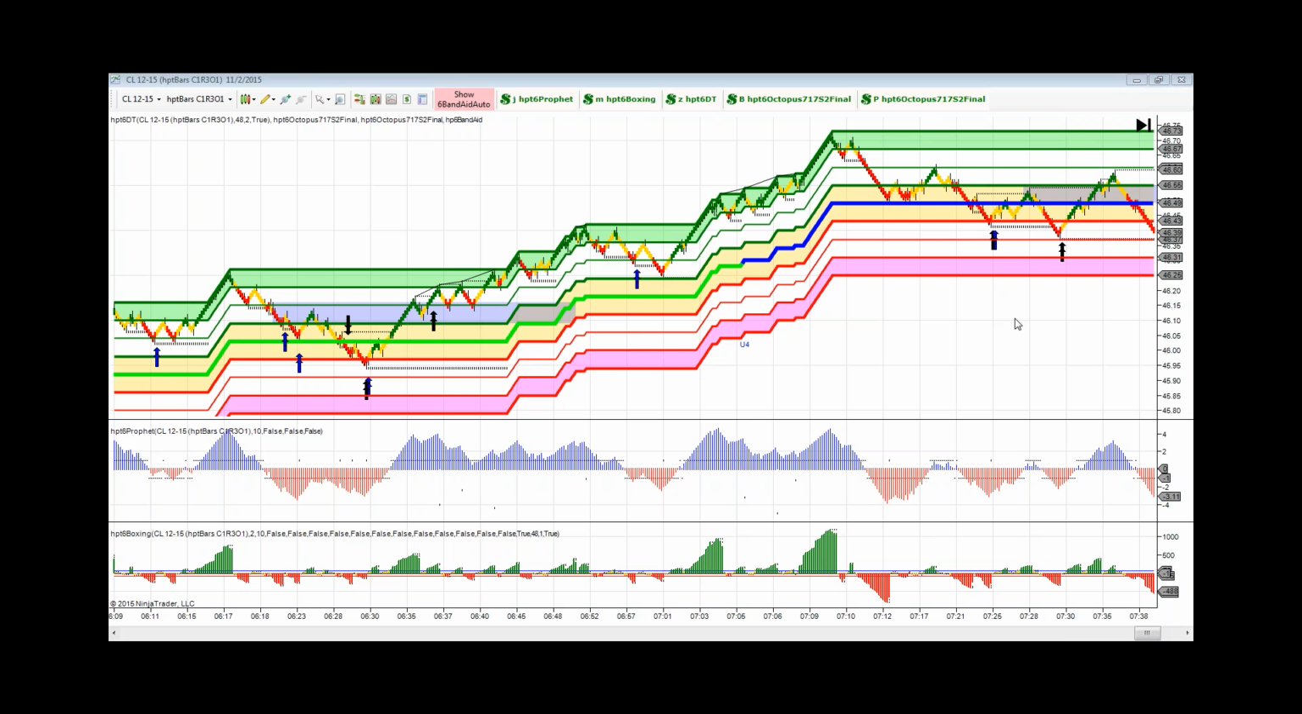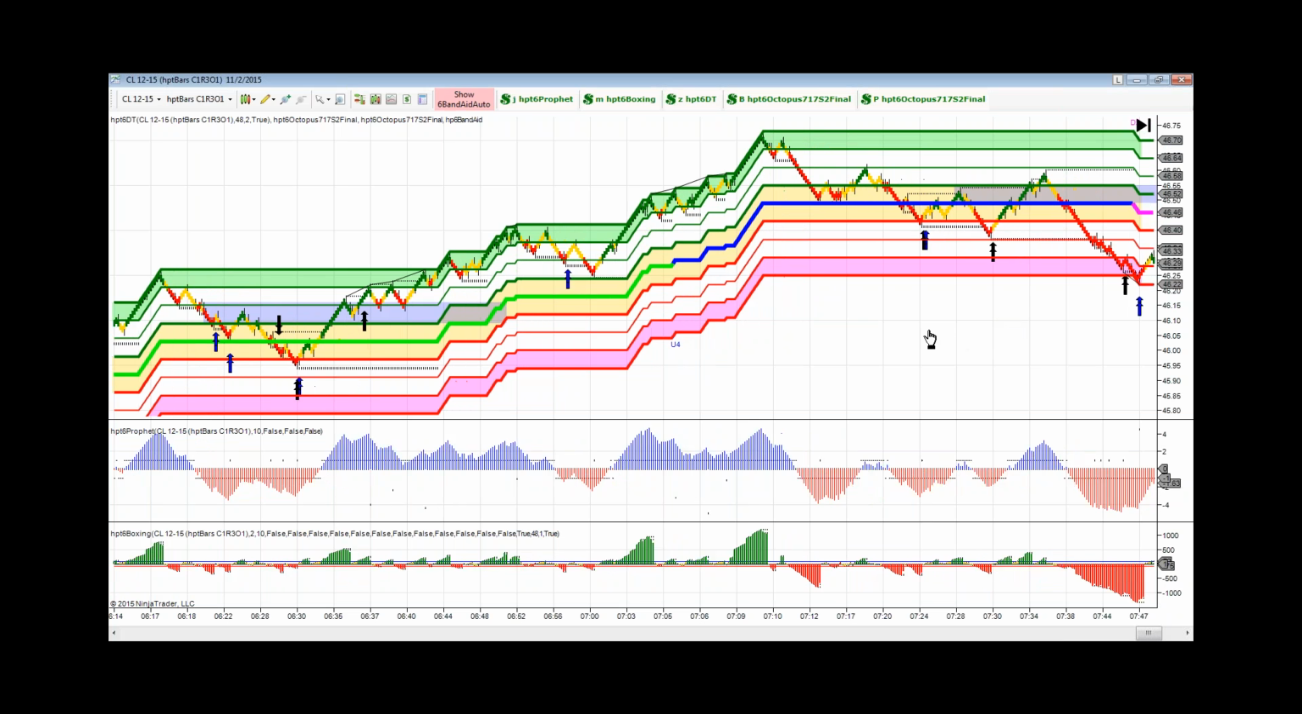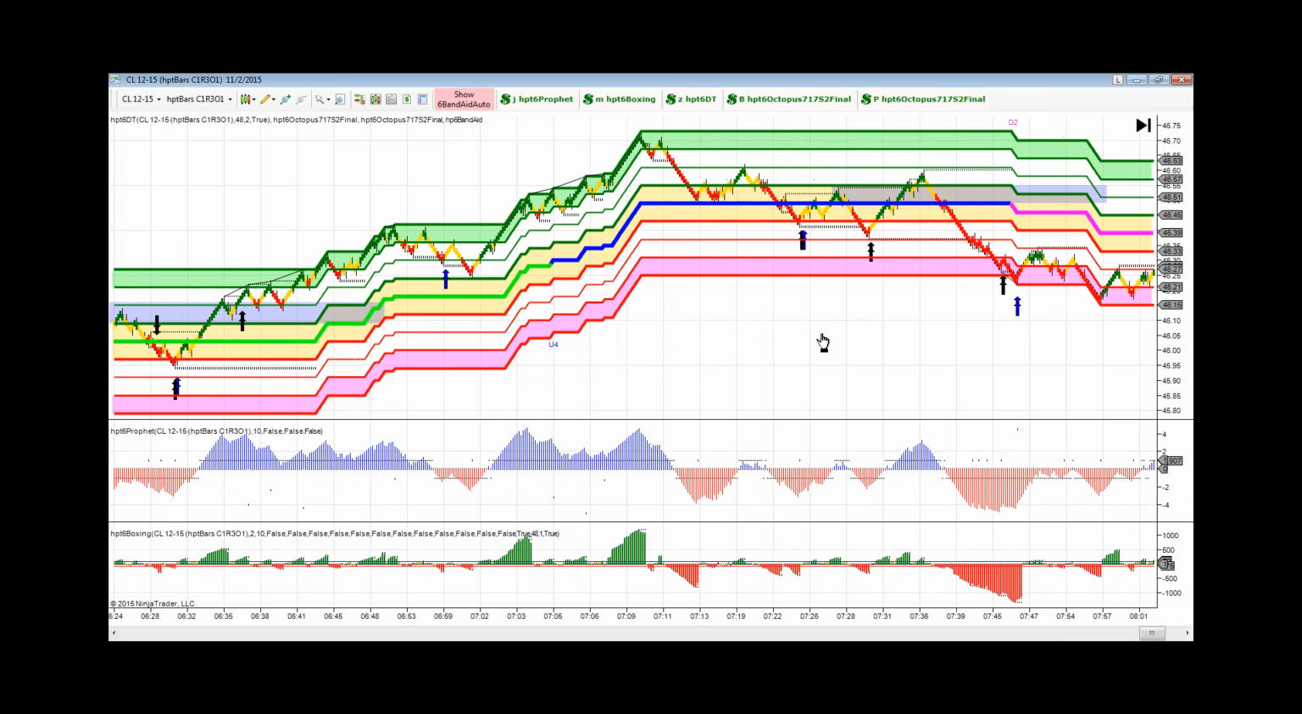As you continue to move, then we came and tested the lower boundaries down here. All right, came down and tested the lower boundaries. This is what's called a phantom trade.